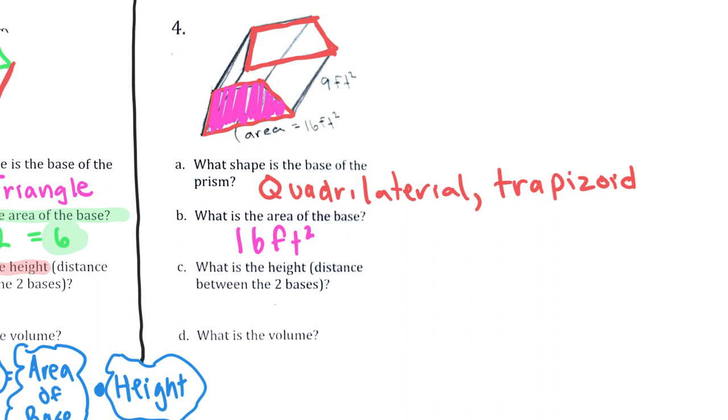If they didn't give you the area of the base, that's okay. You can still find it by doing the previous problems where we found the area, using whatever strategies you can to find that area. But we're lucky. This problem gave us the area. We also need to know the height, or the distance between our 2 bases. The distance between our 2 bases is 9 feet.